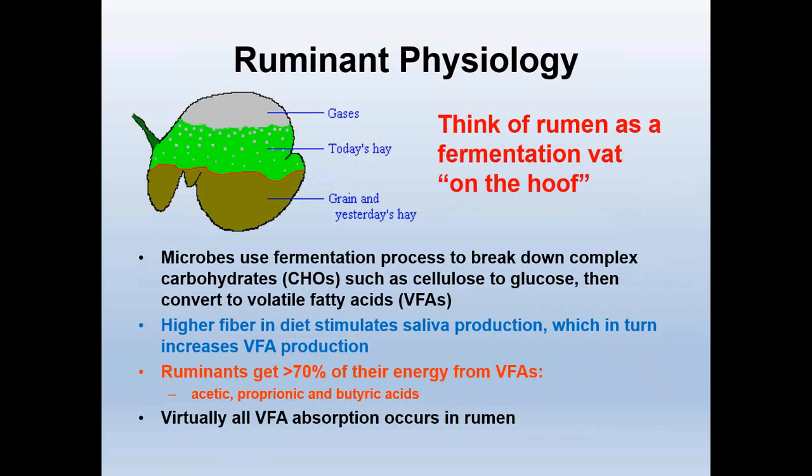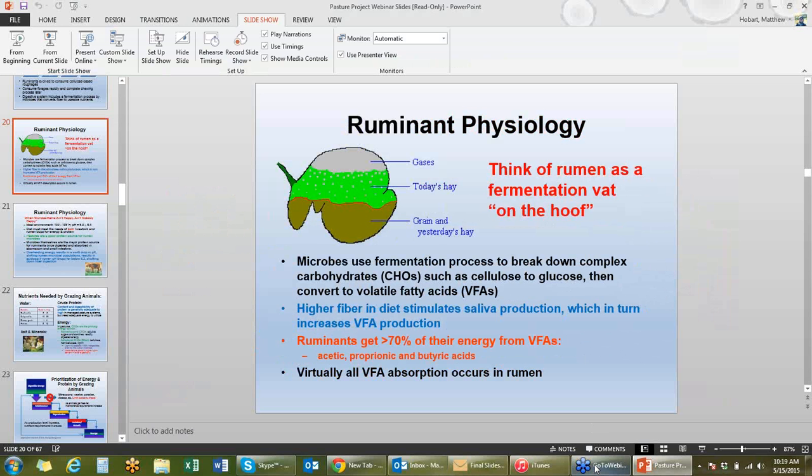So VFAs, volatile fatty acids, are extremely important. Ruminants get about 70% or more of their energy from VFAs, and so it's very important that this process occurs of the fermentation of the cellulose down to glucose and then conversion to VFAs.